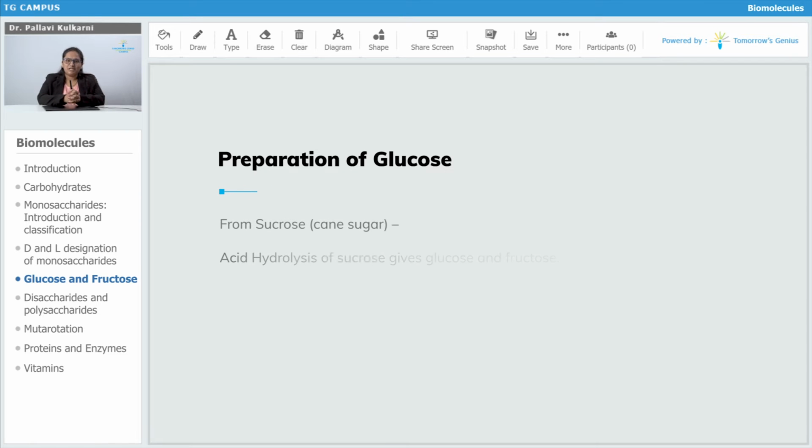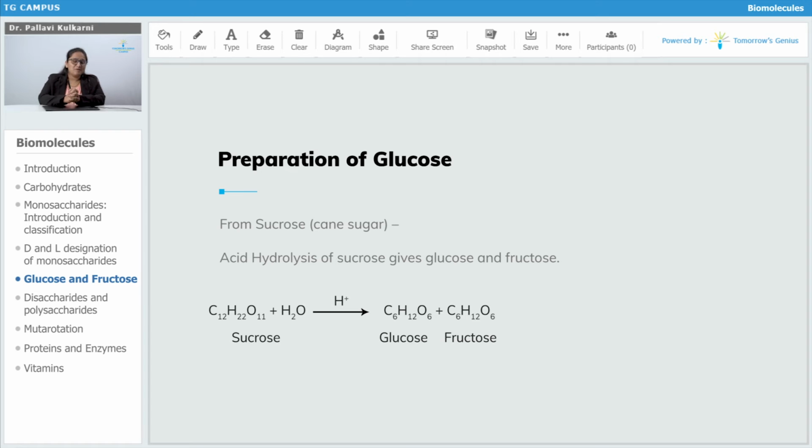Let us see the preparation of glucose. How glucose can be prepared from the different higher carbohydrates. Let us see from a disaccharide, that is cane sugar or sucrose. It is a disaccharide. It comes under the type oligosaccharide. Let us see how glucose can be prepared from sucrose.